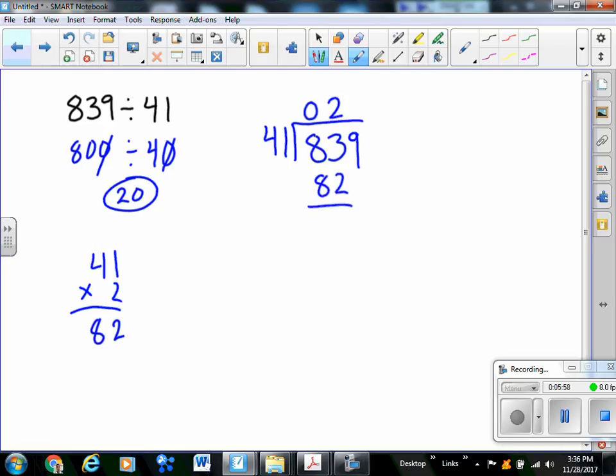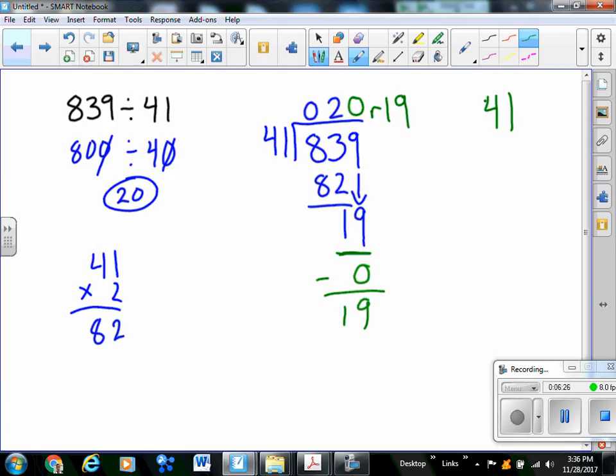And when I subtract, 3 take away 2 is 1. Bring down a 9. So now we have 19. This is a different one. Can 41 go into 19? No. Sorry, I was waiting for somebody to say that. And no. Okay, 41. So this becomes a 0. 0 times 41 is 0. And when I subtract, I'm left with a remainder of 19.